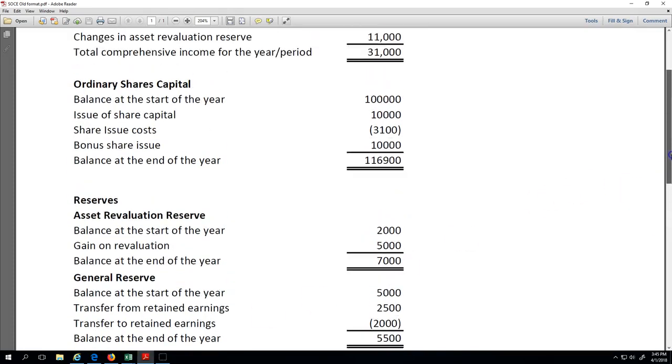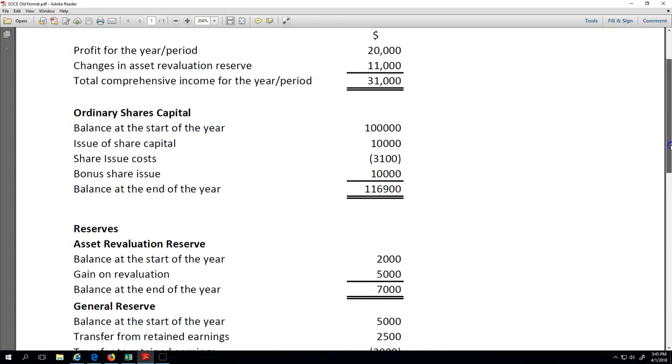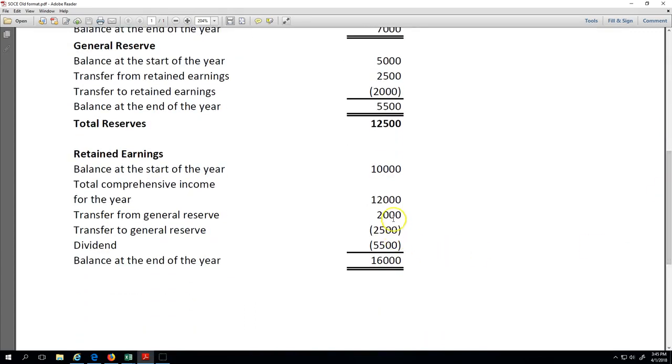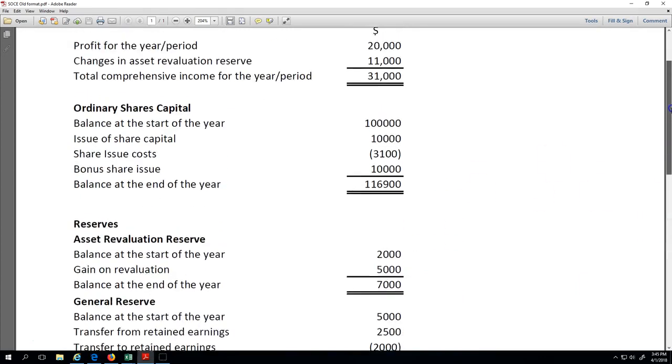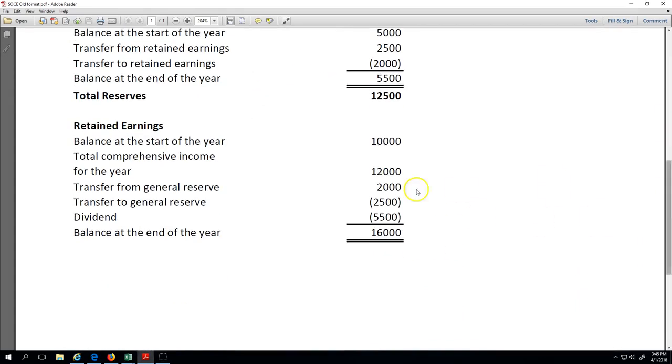Sorry, I need to correct myself. It's not add total comprehensive income for the year. It's actually add profit for the year, which is 20,000. Alright, so slight mistake here. So remember, it's add profit for the year, 20,000. So that's all for today, the format for SOCE.